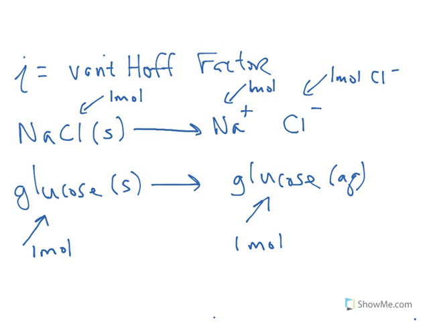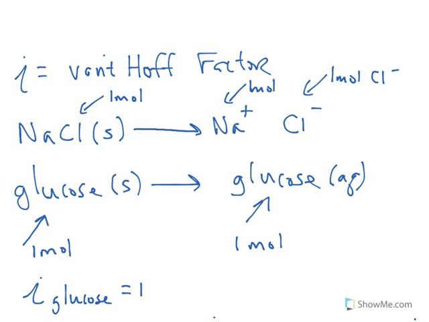So the Van't Hoff factor tries to make up for that, because remember, it's the number of solute particles that drives colligative properties. If we were to look at the i for glucose, it's equal to 1. And in fact, for all molecular compounds, the Van't Hoff factor is equal to 1. So things like glucose, sucrose, glycerin, those are going to be i equals 1. So molecular compounds, i equals 1.